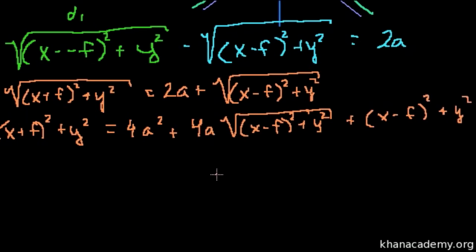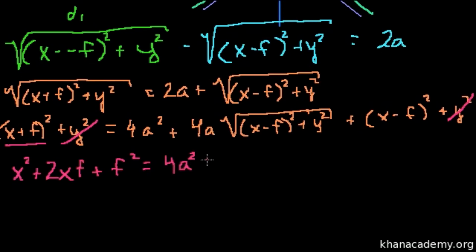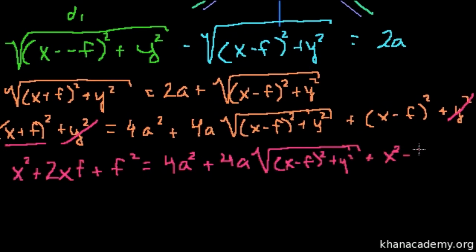And already it looks like there's some cancellation that we can do. There's a y squared on both sides of this equation, so let's just cancel those out. Subtract y squared from both sides of the equation. And let's multiply this term out. So this right here is x squared plus 2xf plus f squared. And then that is equal to 4a squared plus 4a times the square root of (x minus f) squared plus y squared. And then multiply this out: plus x squared minus 2xf plus f squared.